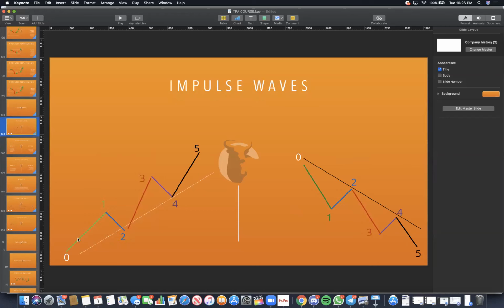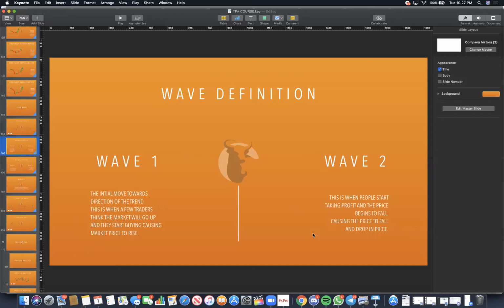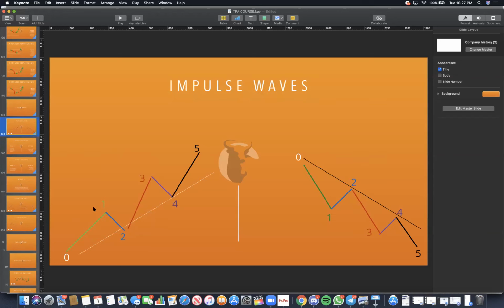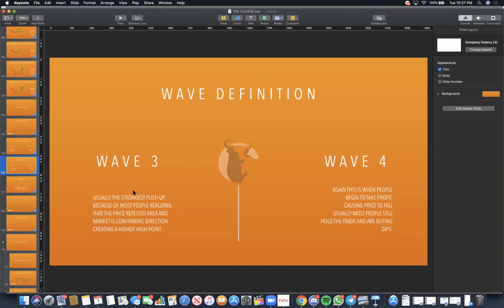So the first wave is the initial move. People start to think that the market's going to go up, so they start buying, price goes up. The second move is the correction, or the retest of that break of a level or price. And in order for the market to continue going up, we need to see the market retest, right? So the second wave is when people start to take profit or the market is retesting the broken level or price.